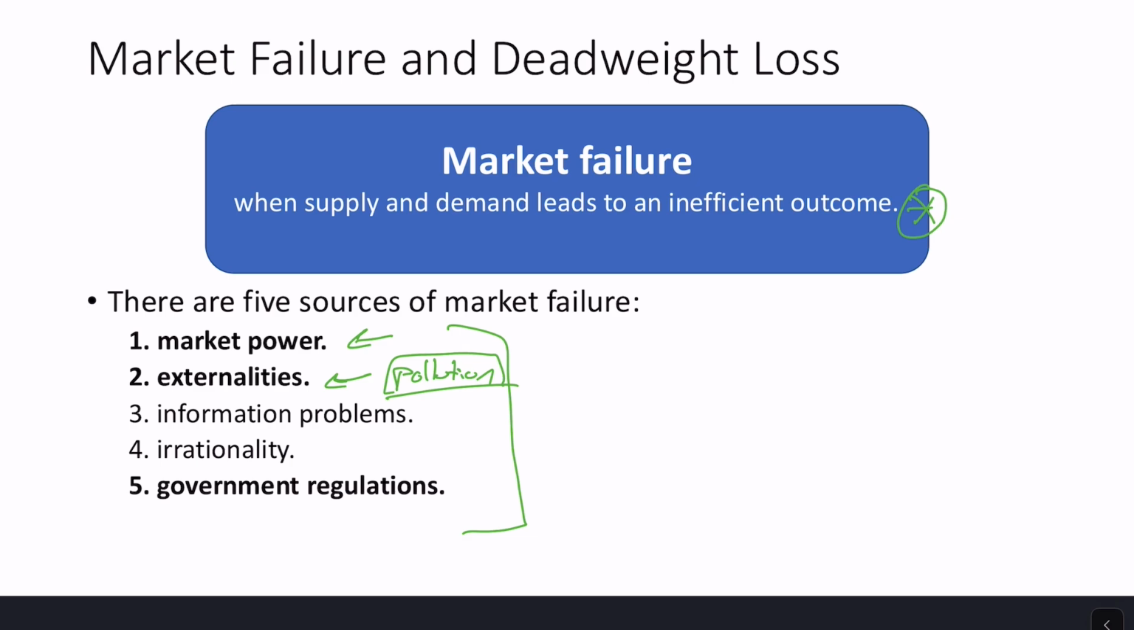Right? Information problems and irrationality of consumers. These are two that could cause these market failures. They're much more complicated and need more math, so we're not going to cover them in this course. And then finally, we'll talk about government regulations. One government regulation that we'll talk about is going to be taxes on things. And that's actually going to be in this module where we talk about taxes.